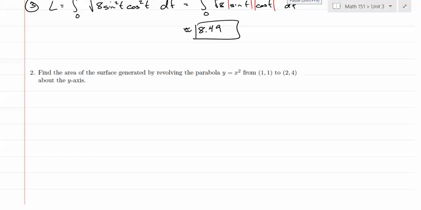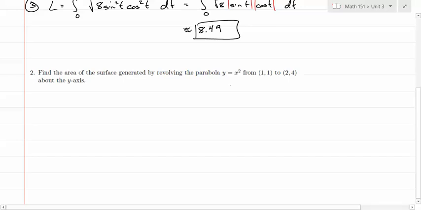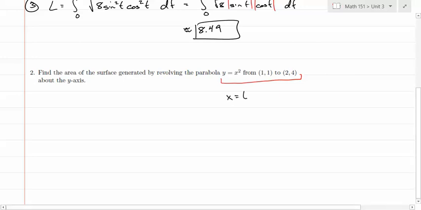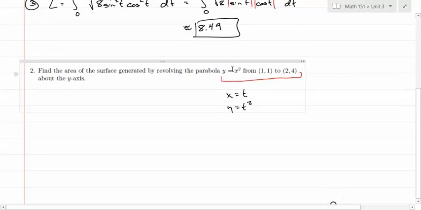For number 2, we want to find the surface area of the surface generated by revolving a parabola about the y-axis. So the fact that this is right, we have a formula for surface area, but it's for parametric curves. Luckily, this is a pretty easy curve to parameterize. We could just let x equal t, y equal t squared. That would certainly give us that parabola.